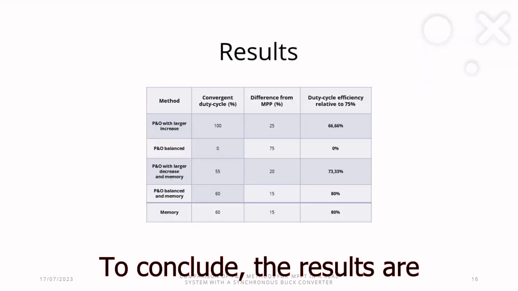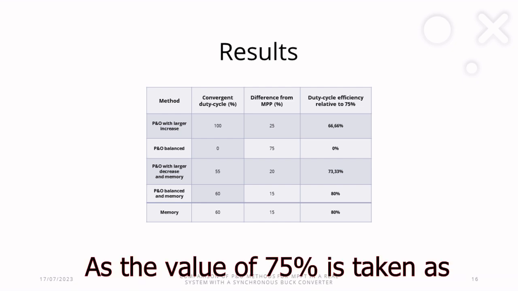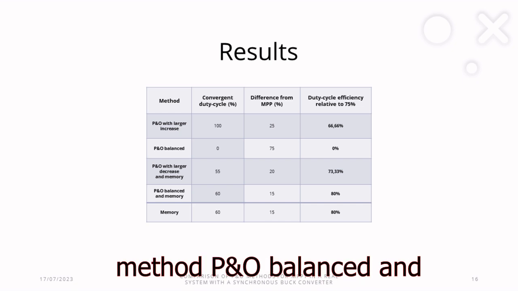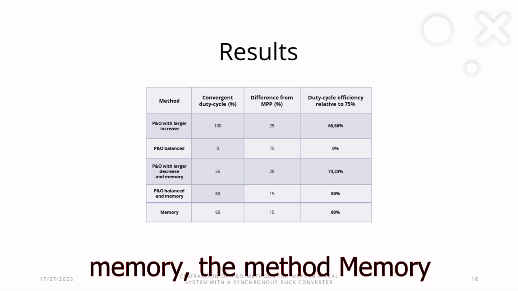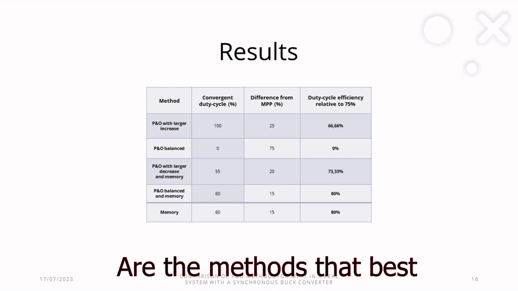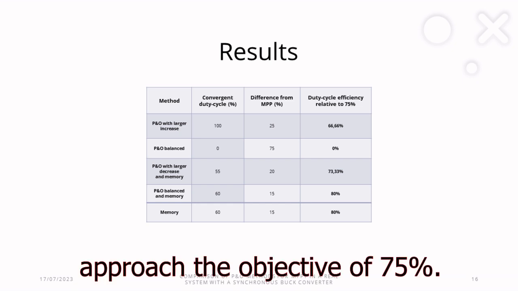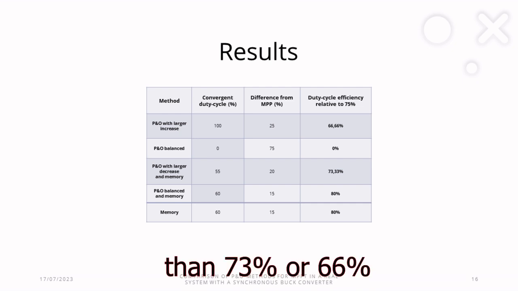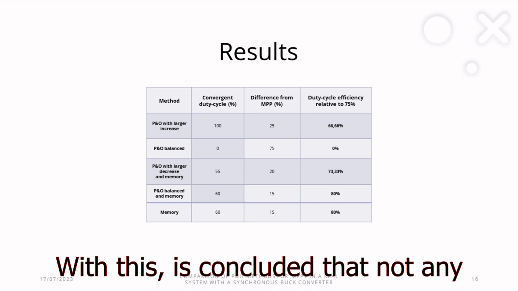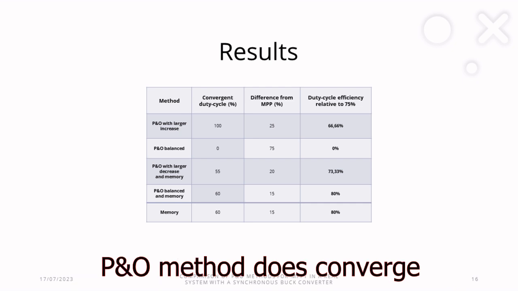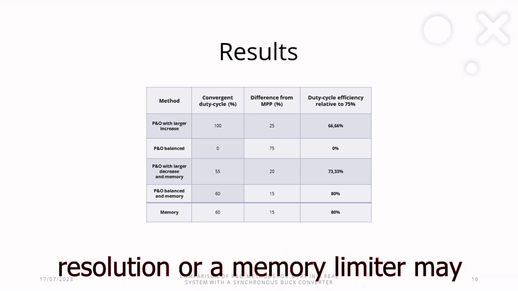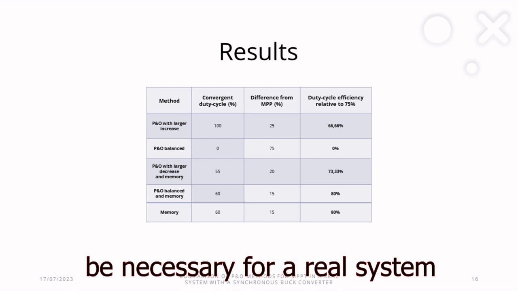To conclude, the results are compiled in the following table. As the value of 75% is taken as the best MPPT method performance point, the method P&O balance and memory, and the method memory, are the methods that best approach the objective of 75%, as it can be read. 80% is greater than 73% or 66%. With this, it concludes that not any P&O method converges correctly, and that a variable duty cycle resolution or a memory limiter may be necessary for a real system implementation.